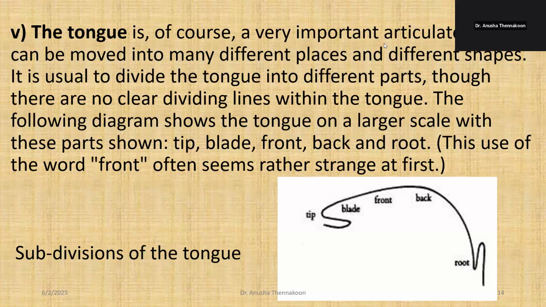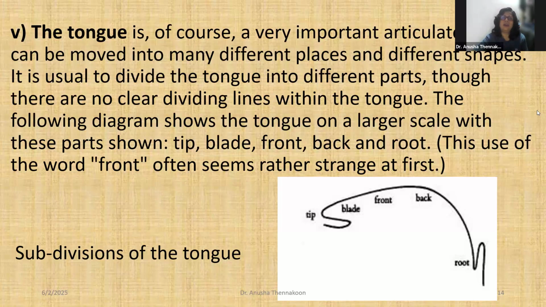Okay, we'll see the tongue. You can easily understand the tongue. It's a very important articulator and it can be moved into many different places and different shapes. In the production of speech sounds, the tongue plays a major role. People who cannot talk most probably have a problem with their tongue. When your tongue is too short, you can't pronounce words properly.